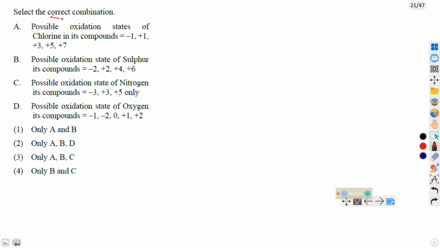Select the correct combination. Possible oxidation states of chlorine in its compounds are -1, +1, +3, +5, +7. Correct. If you want examples: HCl, HClO, HClO2, HClO3, HClO4. Possible oxidation states of sulfur in its compounds are -2, +2, +4, +6. This is also a correct statement. Possible oxidation states of nitrogen in its compounds are -3, +3, +5. Wrong.